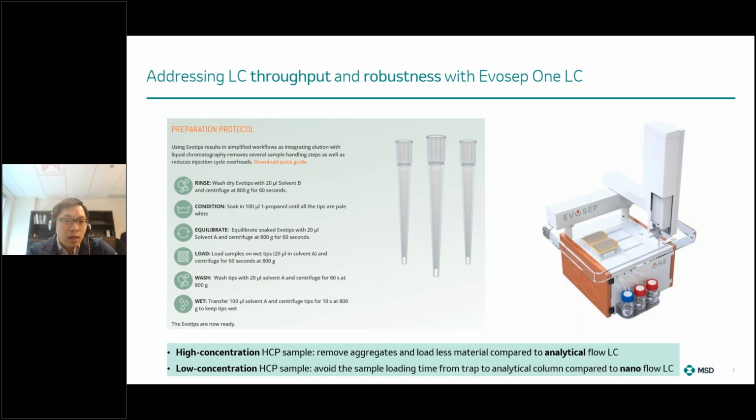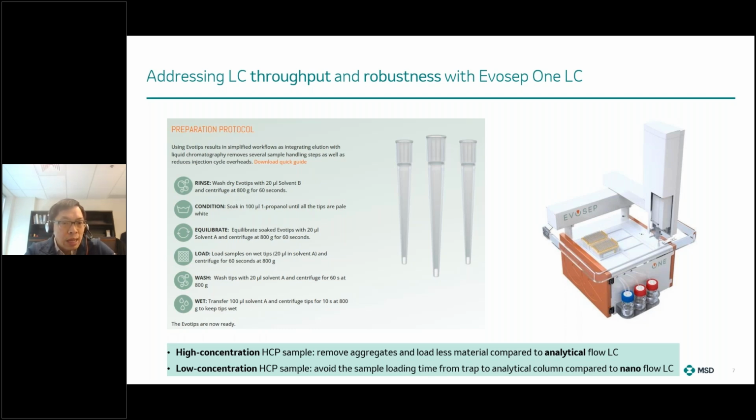During the limited digestion process, there is a centrifuge step to remove the aggregates, but sometimes it's not effective. Sometimes during storage, new aggregates can form. By using this Evosep system, we are able to use the Evotip to remove the aggregates, and we can potentially load less material compared to a typical analytical LC flow. In this way, we are able to increase the throughput of the mAb HCP analysis.